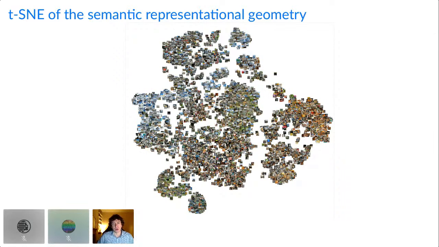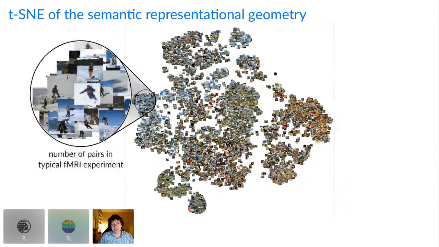space. Here I'm highlighting a cluster in that 2D space, and this is to show what is typically the number of conditions that are presented to participants in a condition-rich fMRI experiment. So this shows the richness of the natural scenes data set very well, and it also shows that the semantic representations are well behaved.